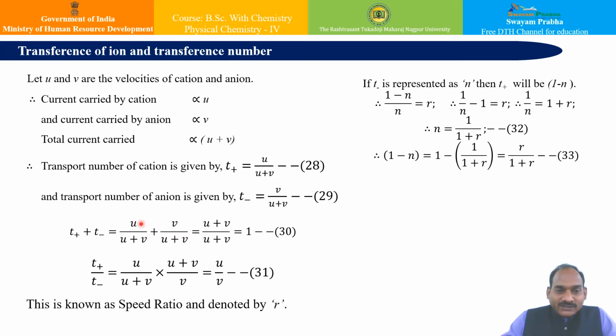Now if I take the ratio of transport numbers of cation and anion, I get u upon u plus v into u plus v upon v, and it gives me u upon v. And this u upon v is known as the speed ratio, and it is denoted by r.